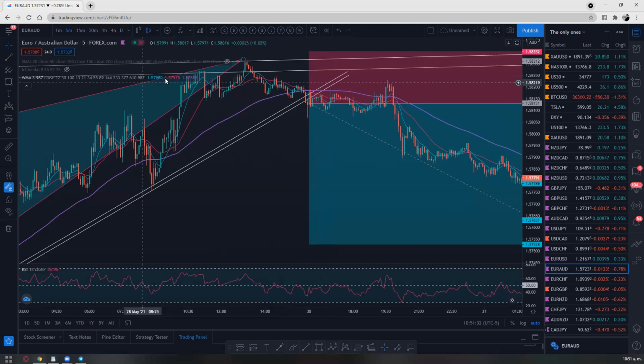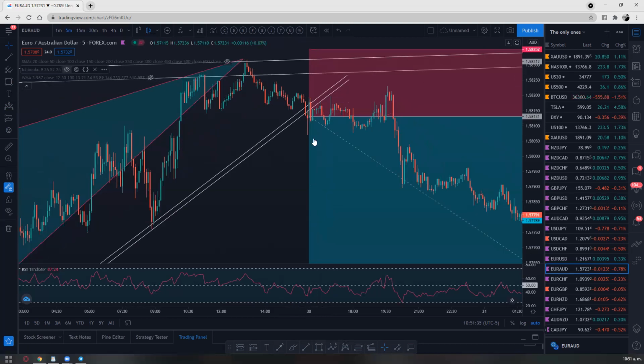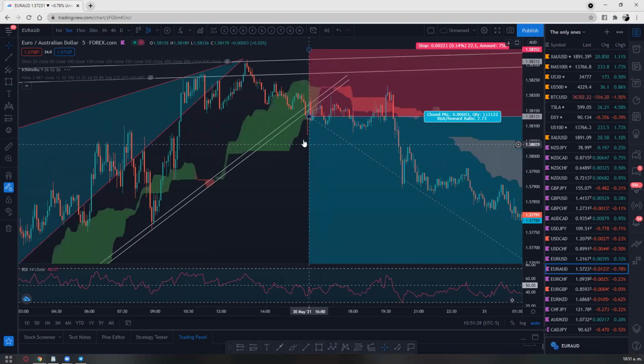Now, another thing that I use as part of the TP strategy is the Ichimoku cloud. I open the Ichimoku cloud, and let's see, the price is starting to come below the cloud.